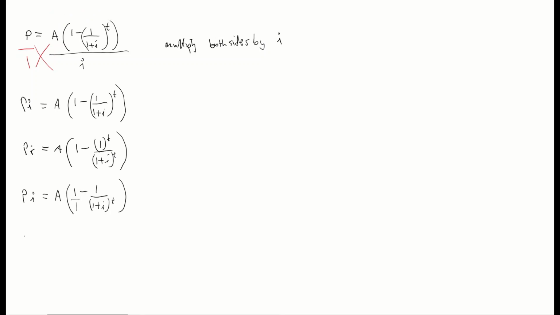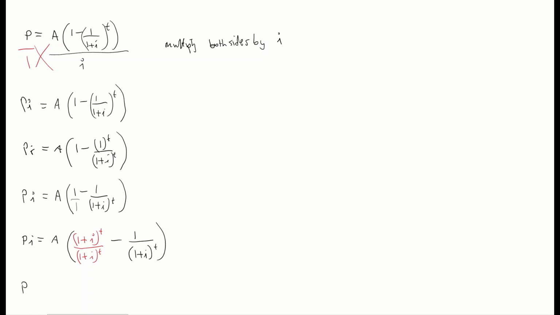So our equivalent fraction will be pi is equal to a times, now think about this, 1 over 1 is the same as me writing it as 1 plus i to the power of t over 1 plus i to the power of t. Because remember that 1 plus i to the power of t divided by 1 plus i to the power of t gets me back to 1. And the reason why I'm changing it is that I can now subtract this fraction which has the same denominator of 1 plus i to the power of t. That was the reason for that.